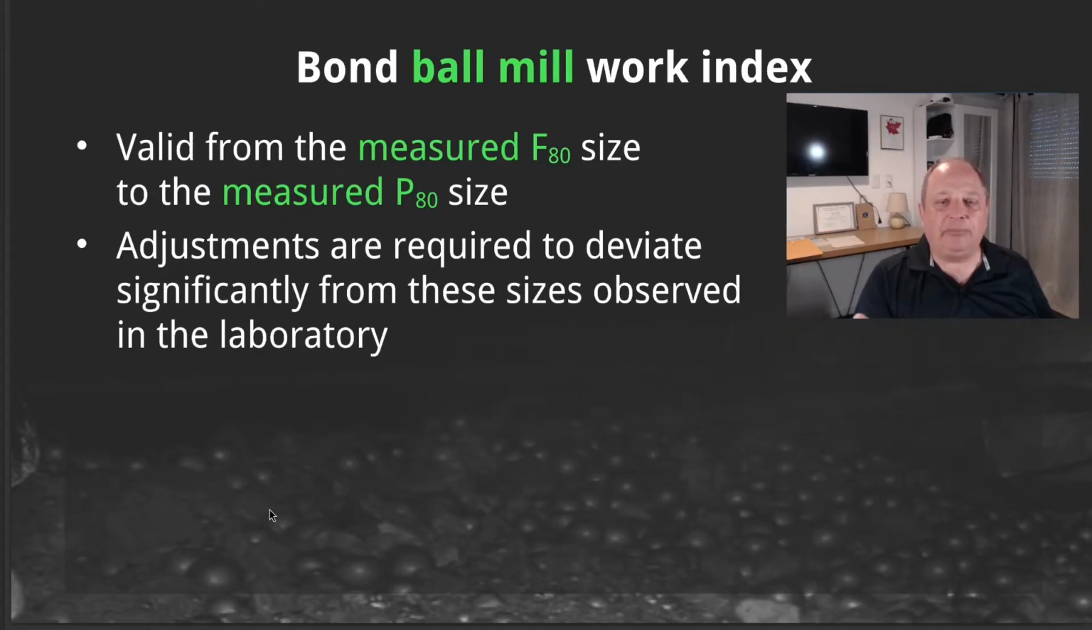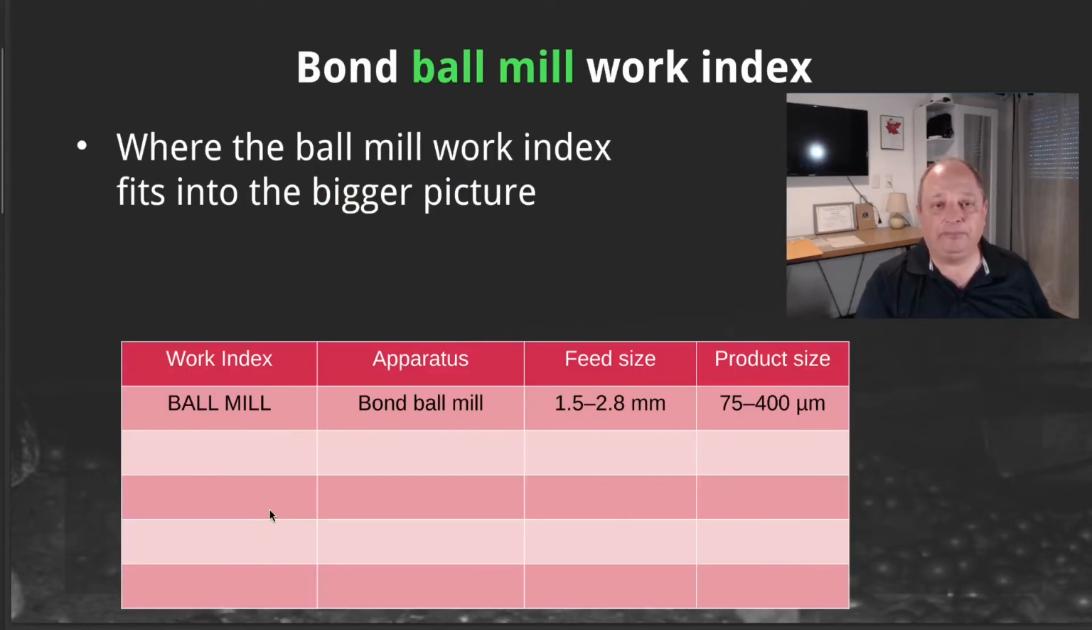So when you're using the ball mill work index in the third theory context, it's going to be valid basically from its feed size down to its product size. And if you deviate too much from that size range, you're going to need to apply adjustments in order to use it in the third theory context. So let's just start up a leaderboard here of where the ball mill work index fits in the bigger picture. You're looking at feed sizes of 1 to 2 millimeters down to product sizes of 100, 200 micron, very common.